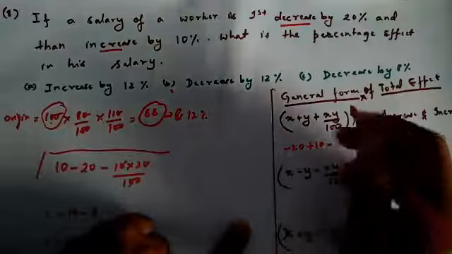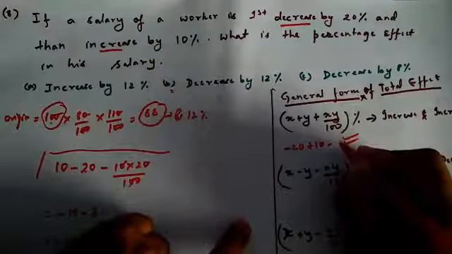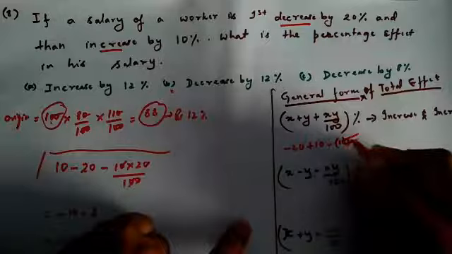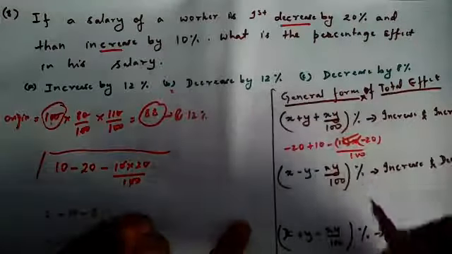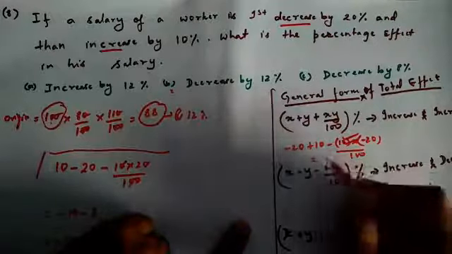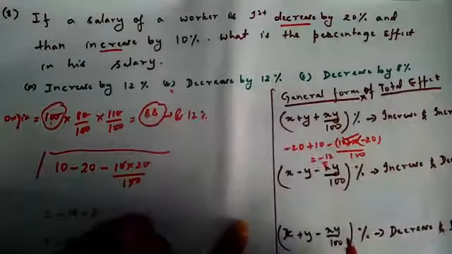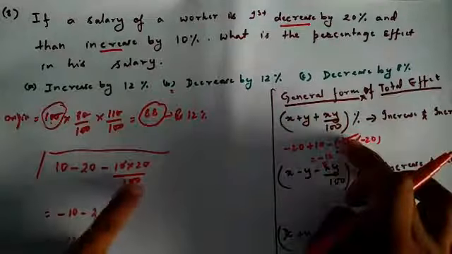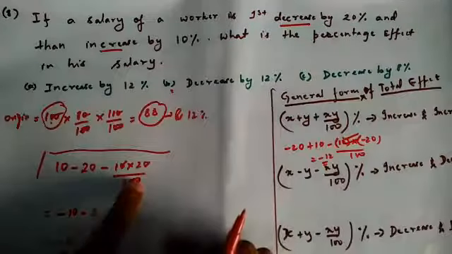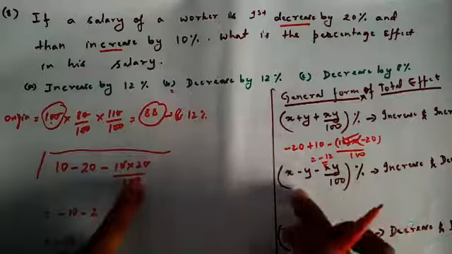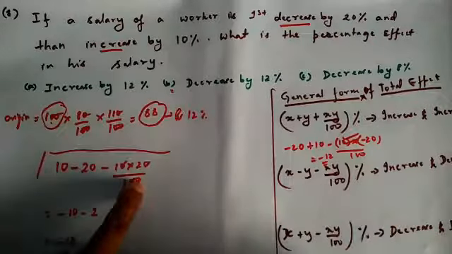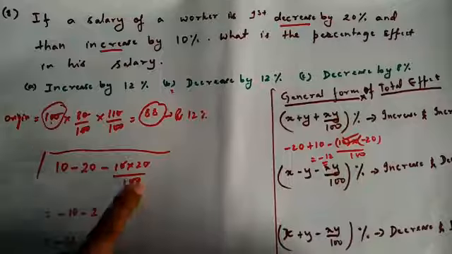If x means increase and y means minus 20, from here also you can solve it. The answer will be minus 12 only from this. So it is better to remember this one. The x minus y formula is also quite easy.